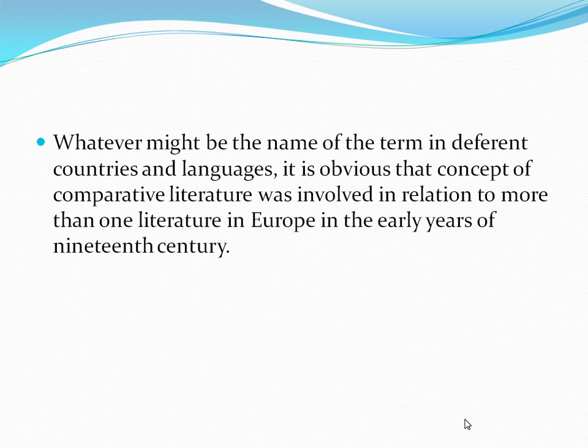In terms of different countries and languages, it is obvious that the concept of comparative literature evolved in relation to more than one literature. It's very transparent, like glass. More than one literature in Europe in the early years of the 19th century. So from the concept of Europe, that means France, Germany and England, we see that the idea of comparative literature would be dealing with more than one literature, and that it was happening in the early years of the 19th century. So that is the history.